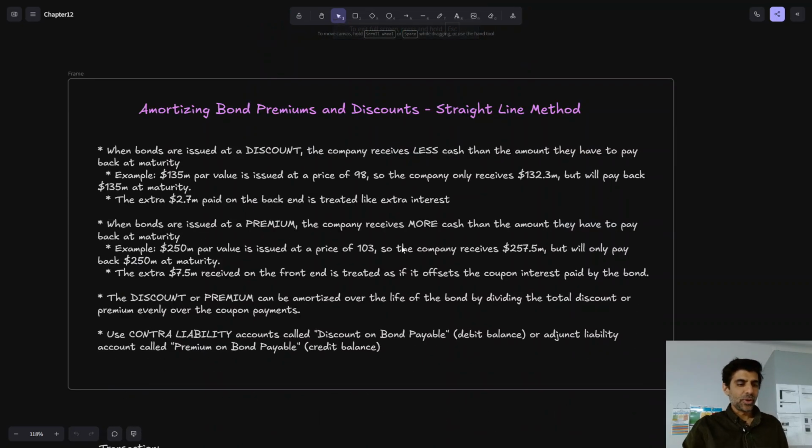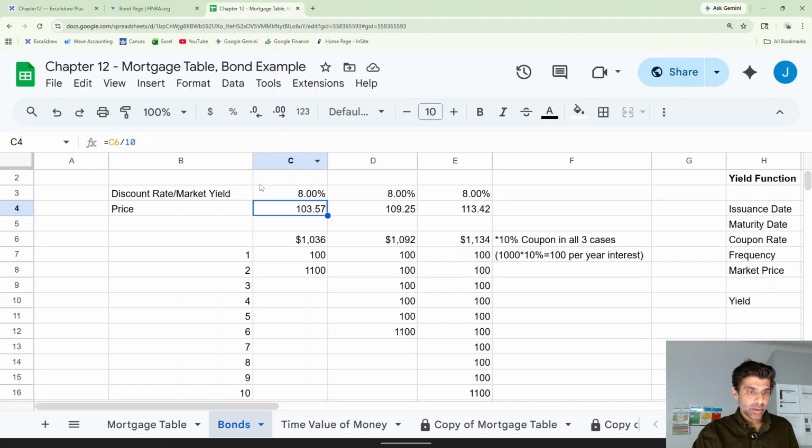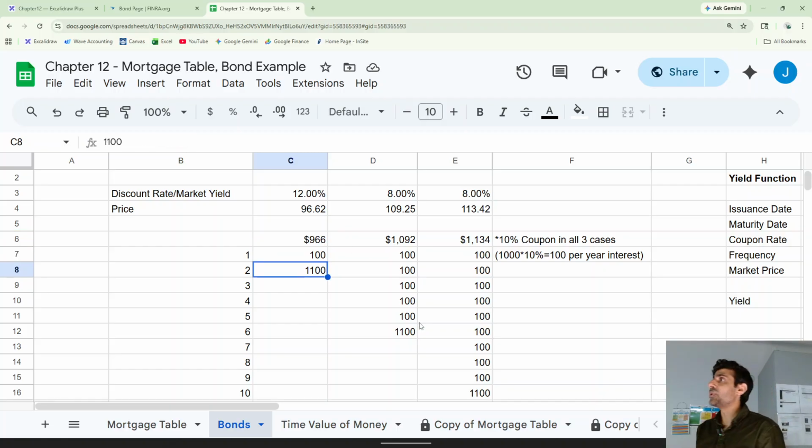When bonds are issued at a discount, the company is going to receive less cash than the par value. So again, if we look at the case where it's trading at a discount, this is the price of 96.62. At the end of 2 years, you're going to pay $1,000 of principal. Right now, you're only going to get 966. So you're going to end up paying not only the coupon rate of 10%, you're going to pay an extra amount at the end because you're only getting $966 up front.